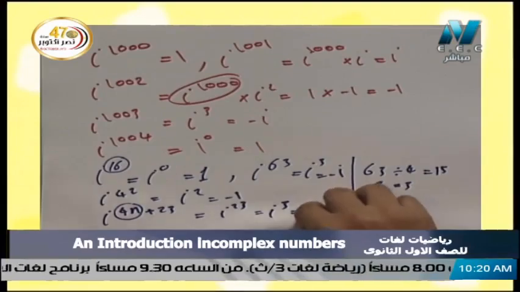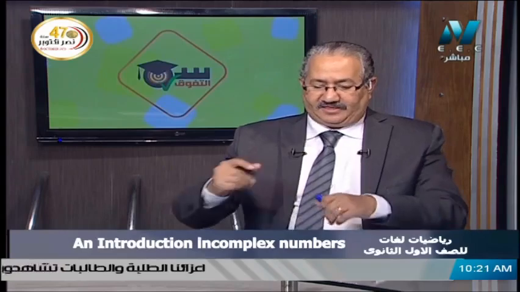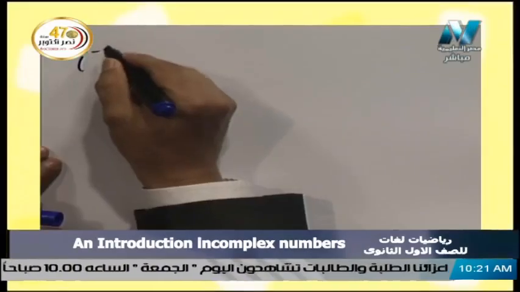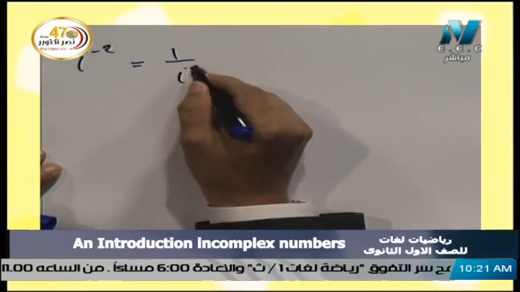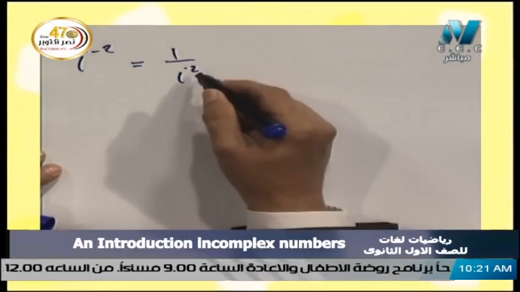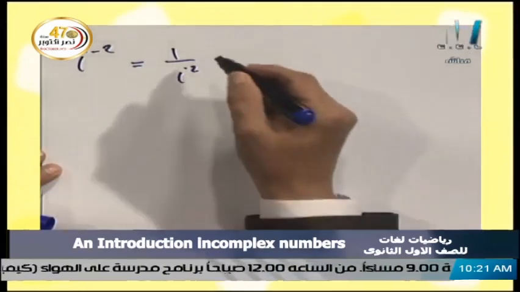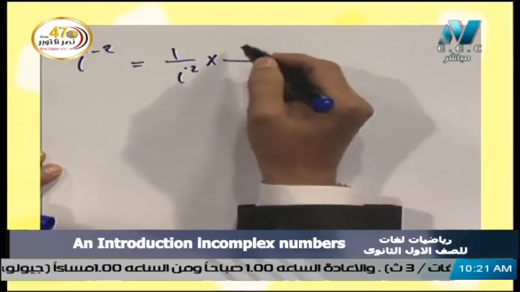Okay, what about the negative powers of i? If we have i power negative 1, i power negative 2, i power negative 3, i power negative 4, and so on. Let's go to i to an even negative number. So if we have i power negative 2, this number means 1 over i power 2. Okay, it's very easy. So to remove this i from the denominator, we will simplify it by multiplying the numerator and denominator by 1. What about 1? 1 is i power 4.